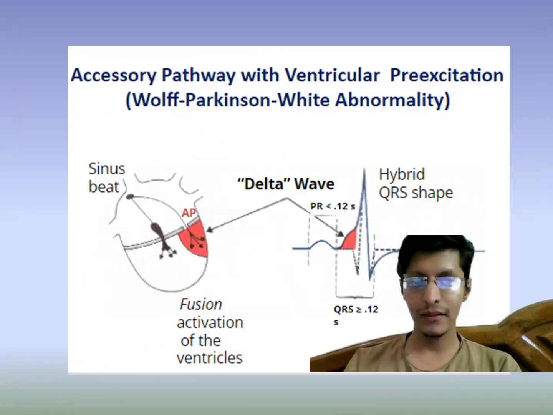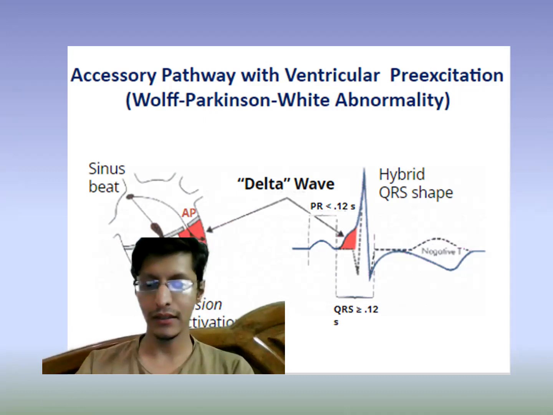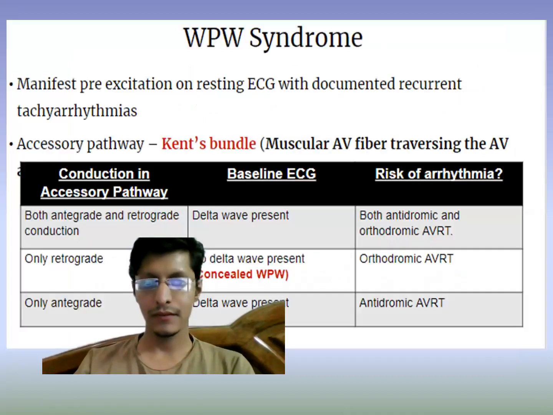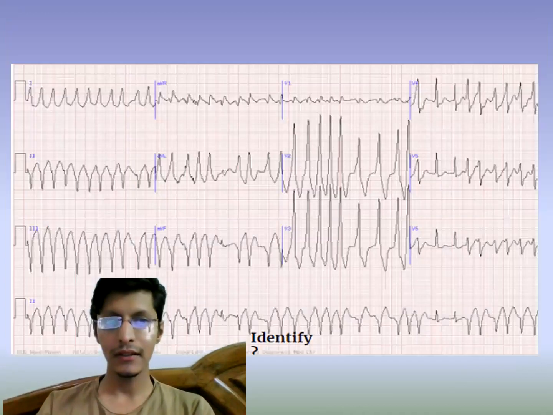So I hope this is clear. There was a pathway that has been formed over here. So there will be an antidromic pathway, and the delta wave is because of this accessory pathway, and that has caused a shortening of the PR interval. So I think these are again the repeat of all that.